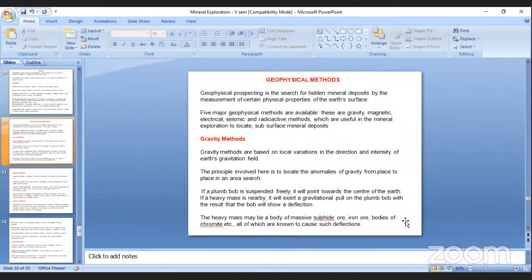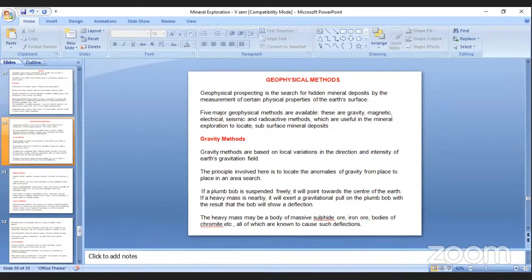Now we go to geophysical methods. Earlier we studied some geological methods, and we didn't go into detail on the geophysical methods. Geophysical methods also play a very important role in searching for hidden mineral deposits, by measurements of certain physical properties of the Earth's surface.